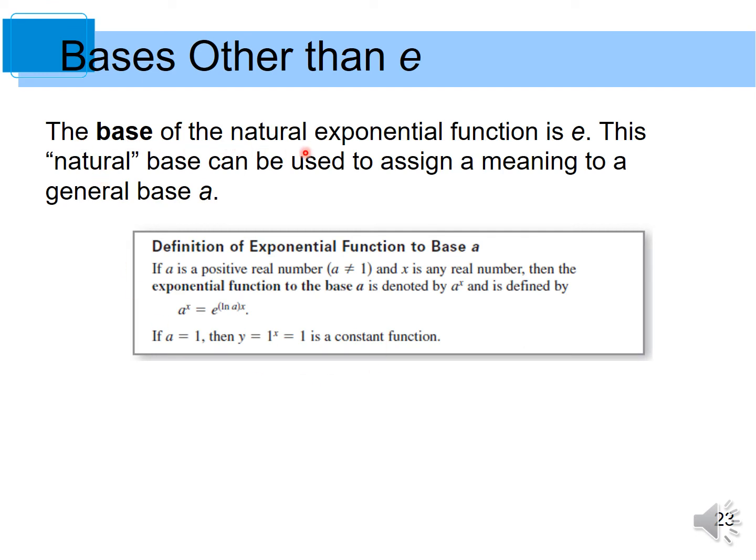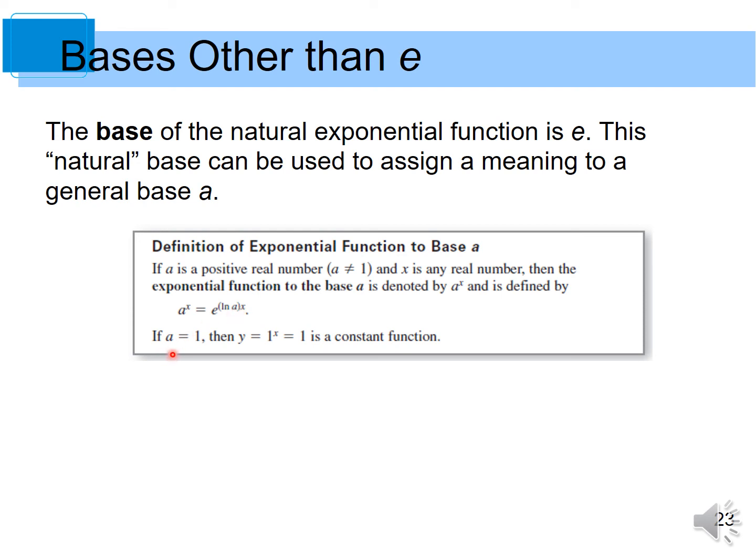The base of the natural exponential function is e. This natural base can be used to assign a meaning to a general base a. If a is a positive real number but not equal to 1, and x is any real number, then the exponential function to the base a is denoted by a to the power of x and can be defined by e to the power of x times natural log of a.